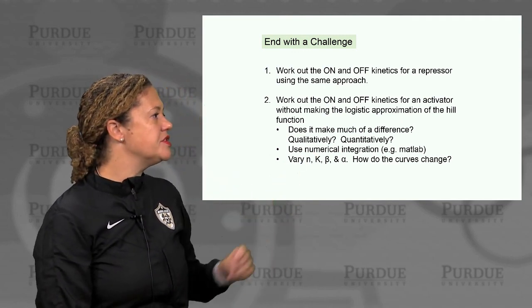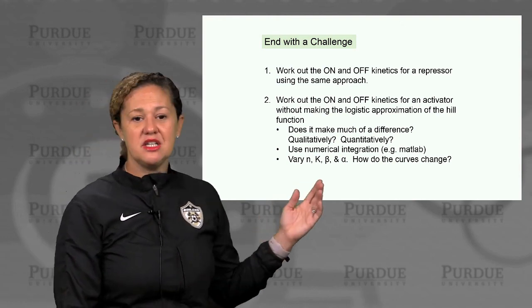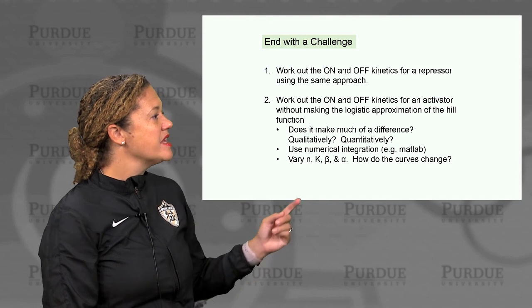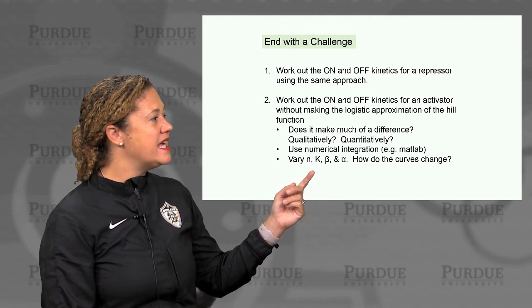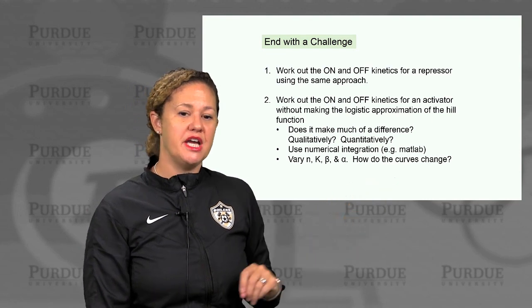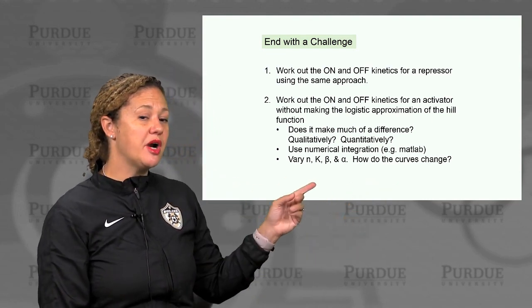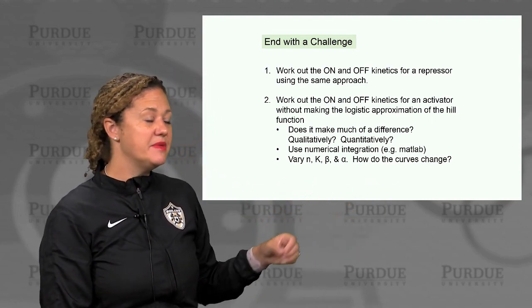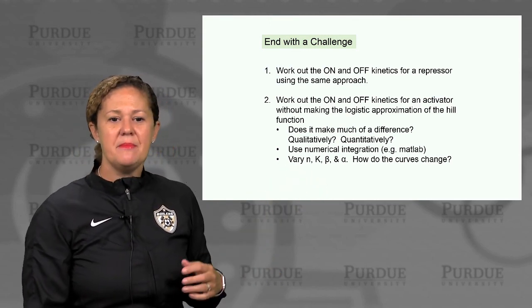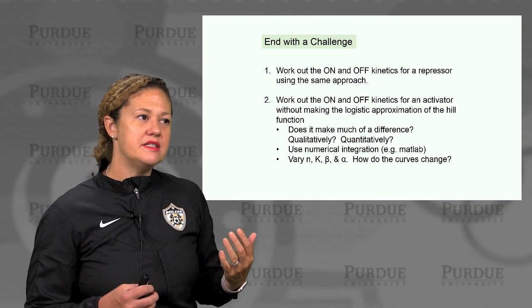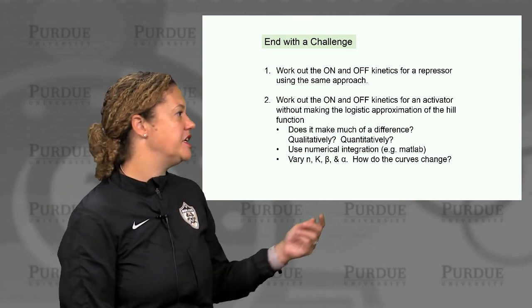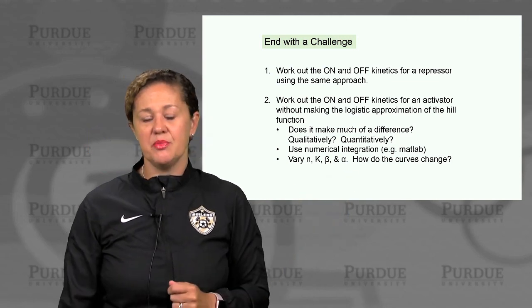You'll need to do some numerical integration, such as using MATLAB or another similar tool, to do this. And if you vary n, k, beta, and alpha, watch to see how the curves of your protein product Y versus time change. It's good to build some experience and intuition about how the time course and the final levels of expression are going to vary with these different parameters.